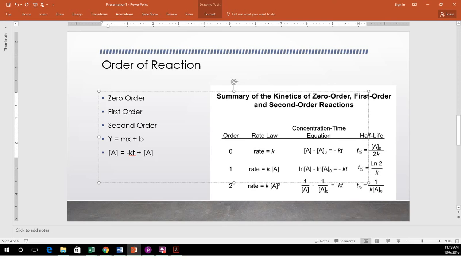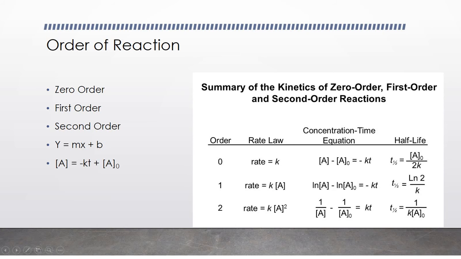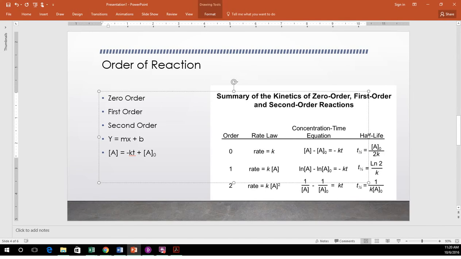Now the idea here is you can see that a linear graph is going to result. For a zero order reaction, the linear graph would be concentration versus time. For the first order reaction, it's going to be the natural log of concentration versus time. And then for second order, it's 1 over concentration versus time. And so with that in mind, you can really start to adjust how you're going to be treating your data.